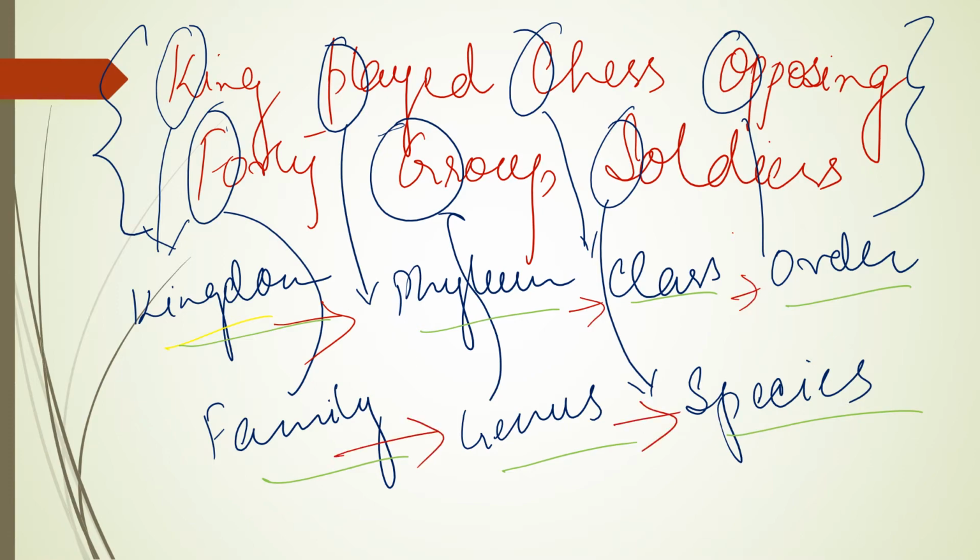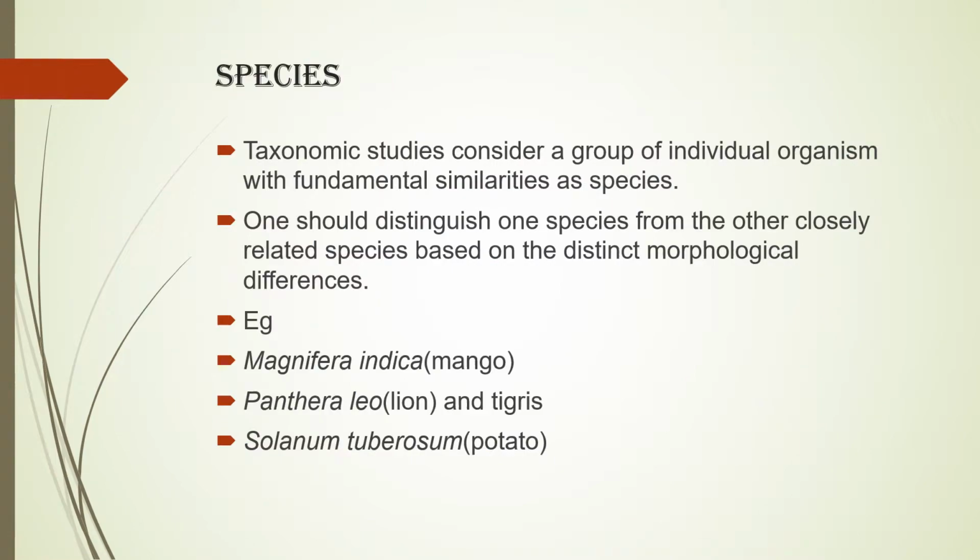Now we will proceed with the next slide. First, from the lower order we are starting here. From the species we will start. So let us start from the species. What are these? The taxonomic studies which consider a group of individual organisms with fundamental similarities are called species.